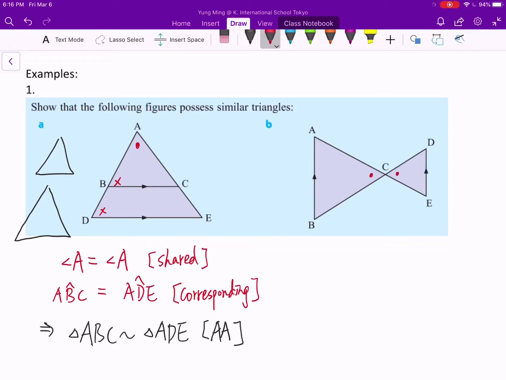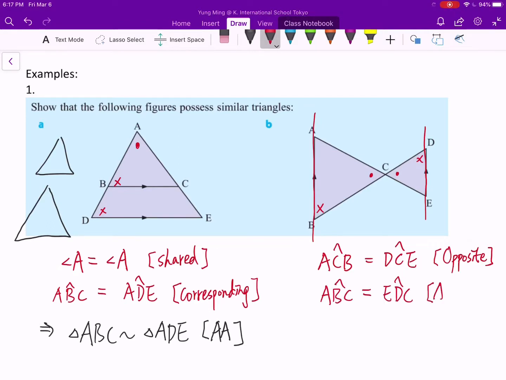Part B, we can start with these two angles being the same. So let's say ACB is the same as angle DCE. Well, it's because we have opposite angles. Second of all, we see that these two lines are parallel over here, so that's why we have these two zigzag angles over here being exactly the same. ABC angle equals EDC, and the reason is alternate angles. Again, we're done. We have two angles being the same, therefore we can say triangle ABC is similar to, be careful of the order, ABC is similar to EDC. And then we also have AA.